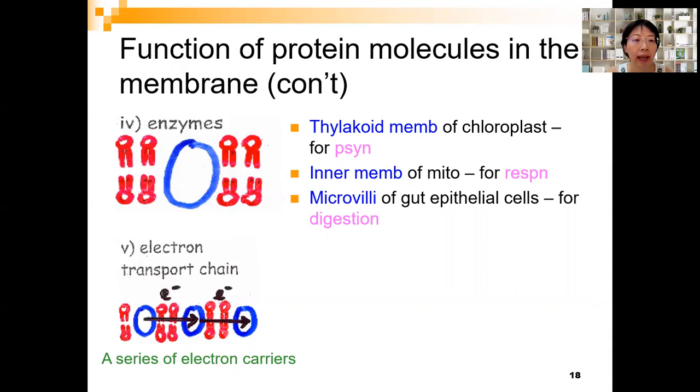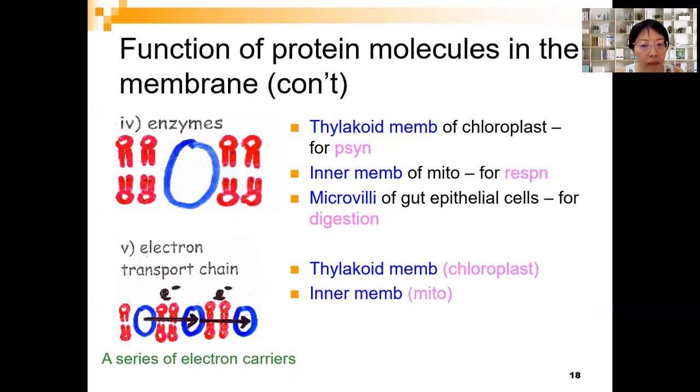Yep. And another function is the electron transport chain. Now, can you see these blue color protein molecules are arranged in a series, side by side like this? We call this series of proteins the electron transport chain. It's a chain of proteins which transport electrons. Can you see the electrons being transported? This protein will carry an electron and pass it to the next protein, and the next protein receives it and passes it to the next protein. So this is called the electron transport chain. It's found in the thylakoid membrane of chloroplast and the inner membrane of mitochondria. They play a very, very important role in photosynthesis and aerobic respiration.